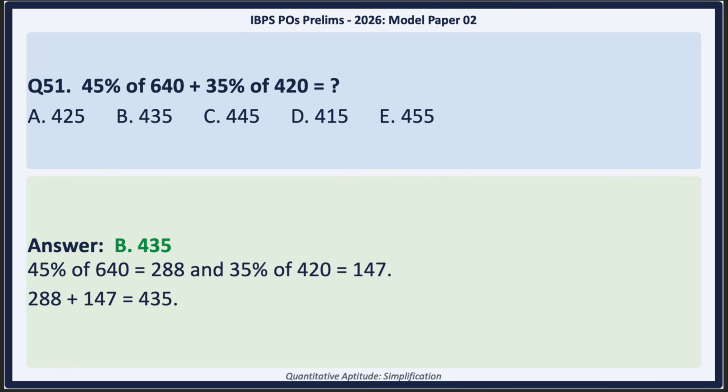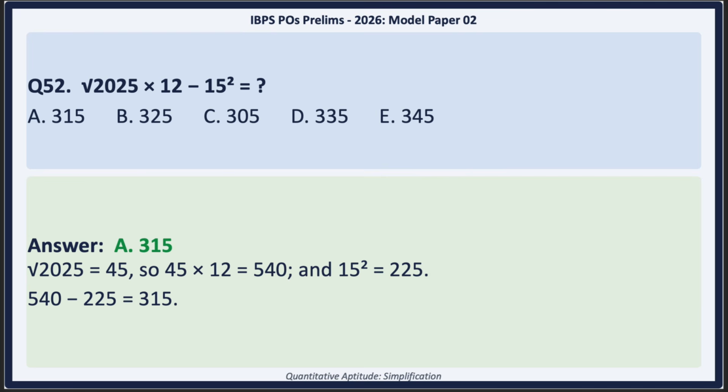And this is also where memorizing your foundational numbers pays immense dividends, like in question 52, square root of 2025 times 12 minus 15 squared. You should just know the square root of 2025 is 45, and 15 squared is 225. So it's 45 times 12, which is 540, minus 225, giving you 315.